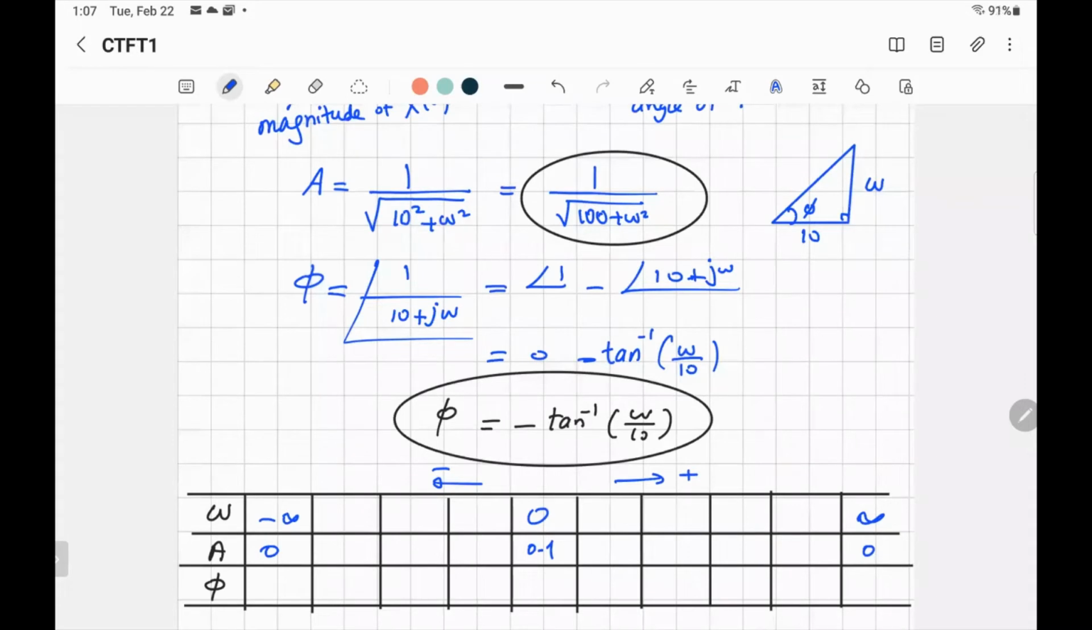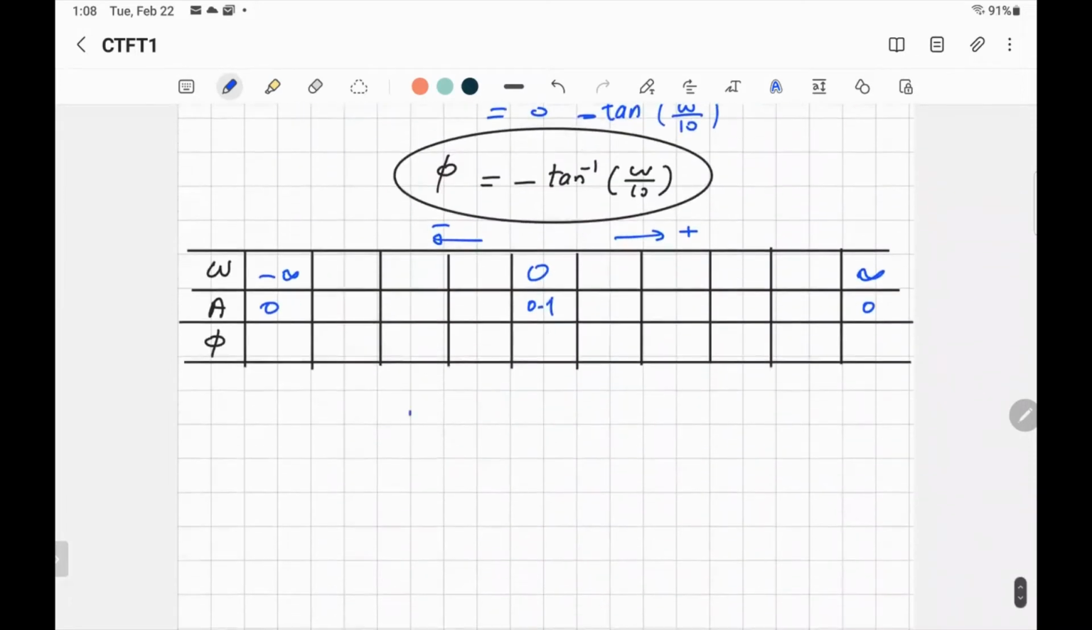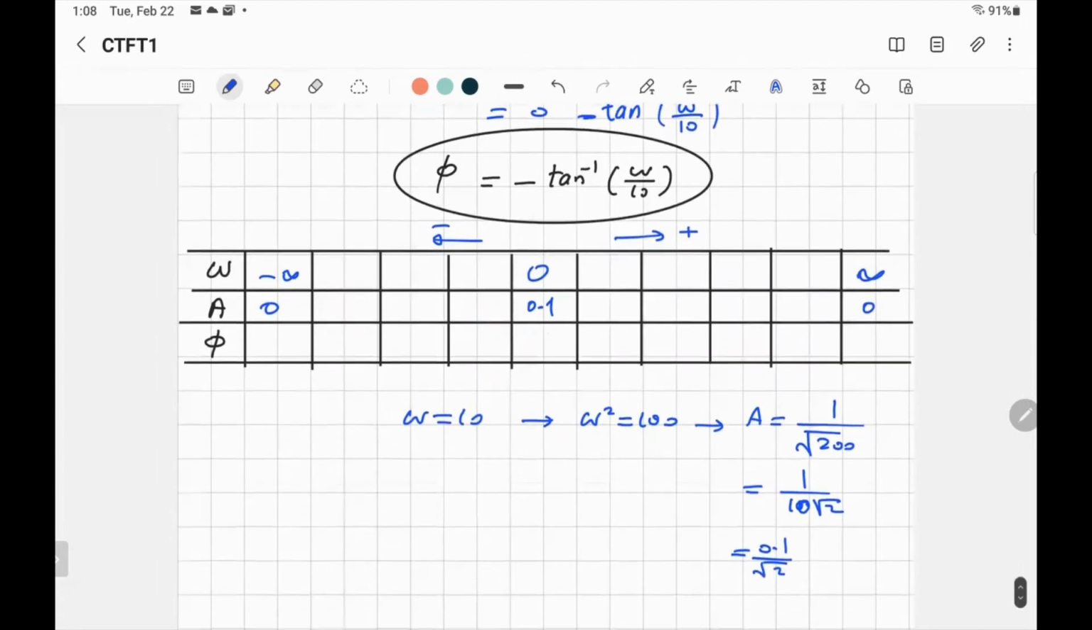Usually it's important, when you learn electronics and design filters, to find the cutoff frequency. For the cutoff frequency, you just pick the point where omega equals the frequency, like what happens when omega is equal to 10. When omega is equal to 10, omega squared is equal to 100, and the magnitude will be equal to 1 over the square root of 200. It means 1 over 10 times the square root of 2, which is equal to 0.1 over the square root of 2. You will learn this when you take filters. That's very important when they match like that. So we did it when omega is equal to 10.